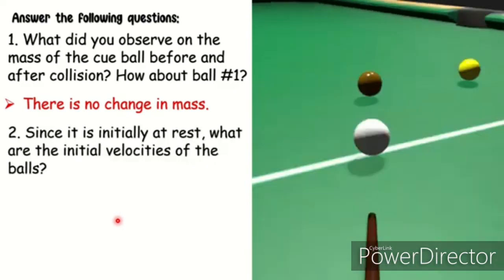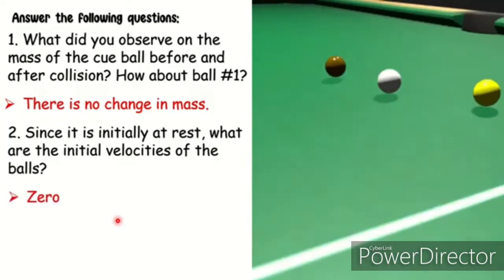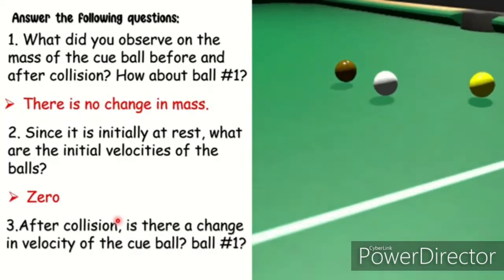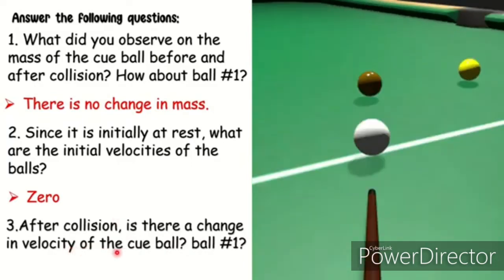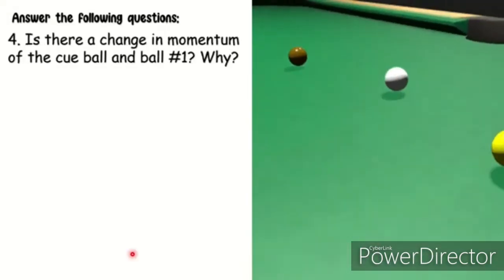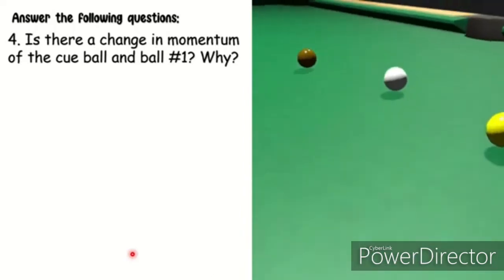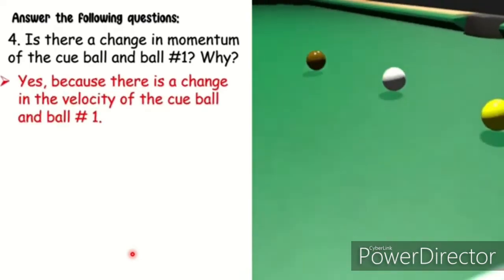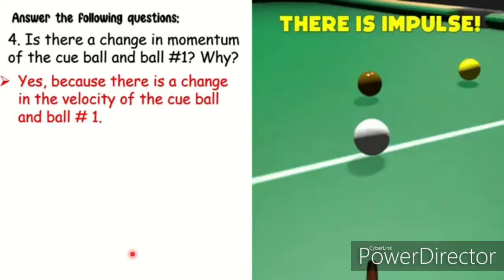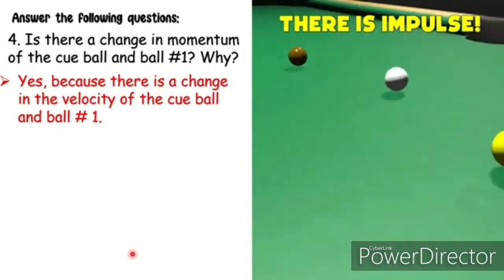Question number 2. Since it is initially at rest, what are the initial velocity of the balls? The answer? 0. Question number 3. After collision, is there a change in velocity of the cue ball and ball number 1? The answer? Yes. Question number 4. Is there a change in momentum of the cue ball and ball number 1? And why? Since there is a change in the velocity, of course, there is a change in momentum. Therefore, there is impulse because there is a change in momentum.